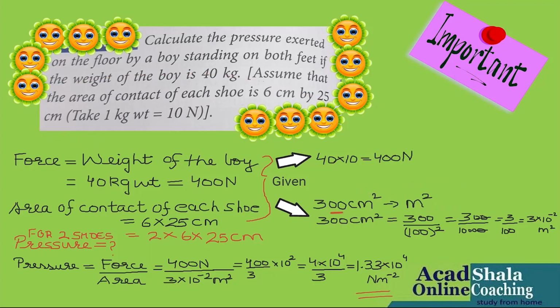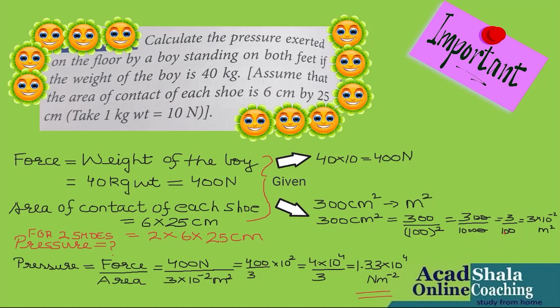Okay, now to convert this, what I have to do? That is 300 centimeter square to meter square to convert. Now only for centimeter to meter, I will write 300 upon 100. But to convert centimeter square to meter square, what I will do? Again the same thing, I will put the whole square. After putting this, I will solve further. That is 300 upon 100 into 100, that is 10,000. And then what I will do? I will cancel 2 zeros from here and 2 zeros from here. So I get 3 upon 100.